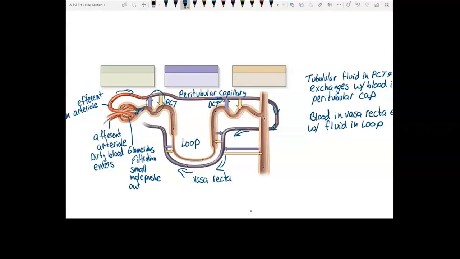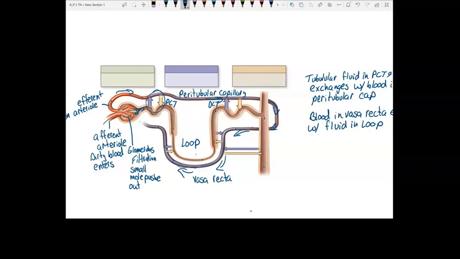So here we will have reabsorption and secretion between the blood in the peritubular capillary and the tubular fluid in the proximal convoluted tubule. Then the blood goes on to the distal convoluted tubule. It does reabsorption and secretion there. Then the blood flows around and comes down here to the loop. And then the blood's going to exchange with the fluid in the loop. Then the blood goes on out and rejoins the rest of your circulation.